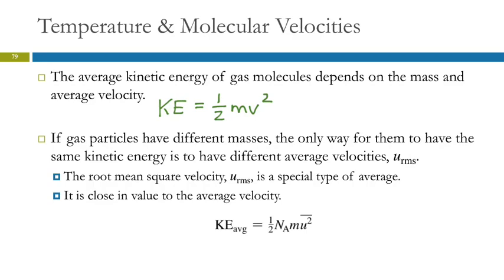So what we talk about here is the root mean square average velocity, and that's u_rms. It is a special kind of average. It's close to a simple average, but it's not. So just think of that as the average velocity. So the average kinetic energy of a gas sample is equal to 1/2 the number of molecules times their mass times that average velocity squared. So 1/2 mv squared, basically.